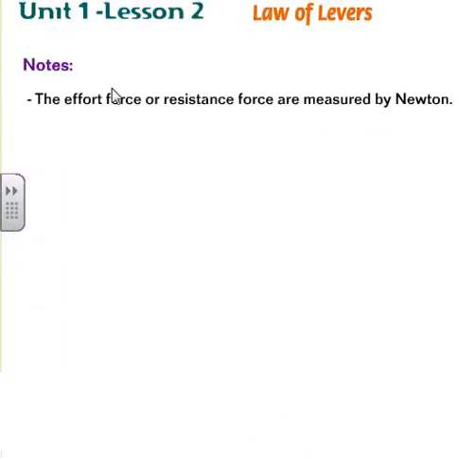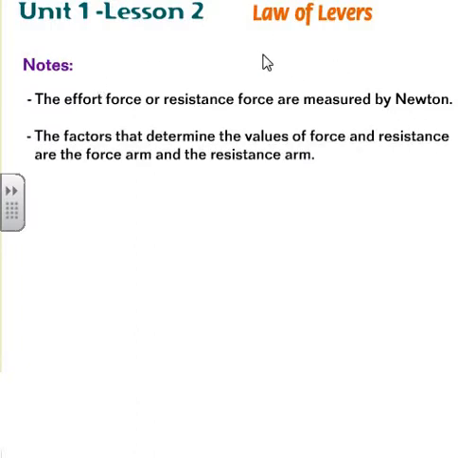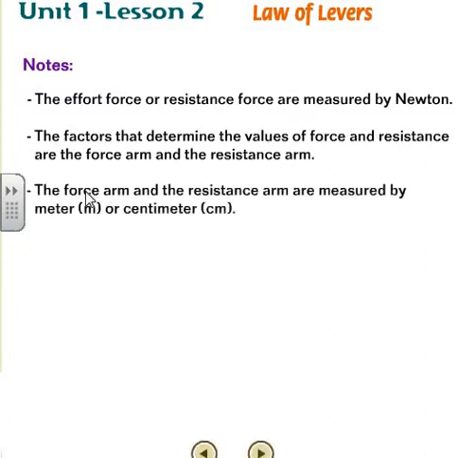Note, the effort force or the resistance force is measured in Newton because it is a force. The force measuring unit is Newton. But the force arm and the resistance arm are measured by a unit called meter or centimeter because it is a length. The force arm is the distance between the fulcrum and the force, and the resistance arm is the distance between the resistance and the fulcrum.